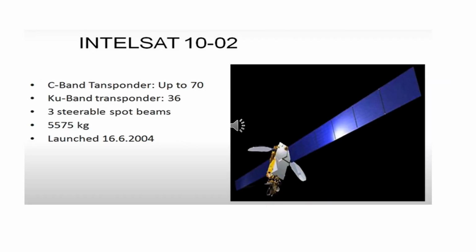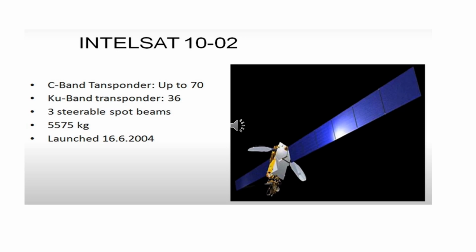One is Intelsat second version. It has C-band transponders, 70 in number, and it has 36 Ku band transponders. This transponder is nothing but a transmitter and receiver section, combinedly known as transponder.